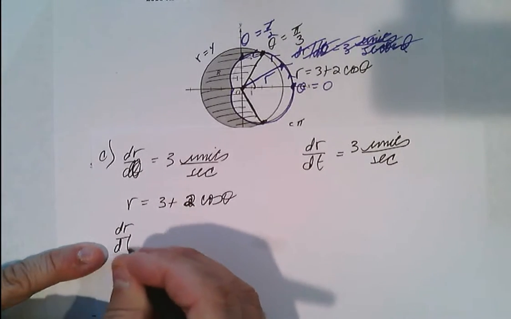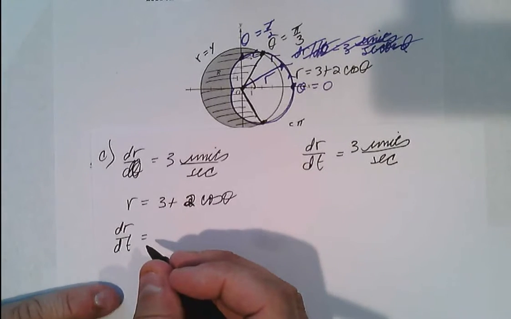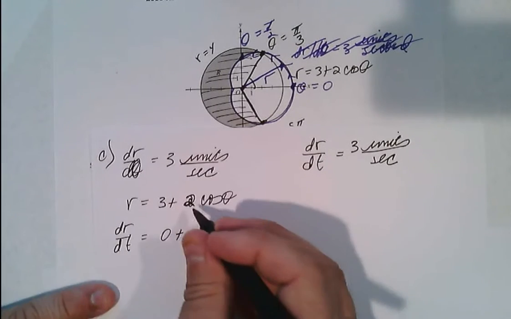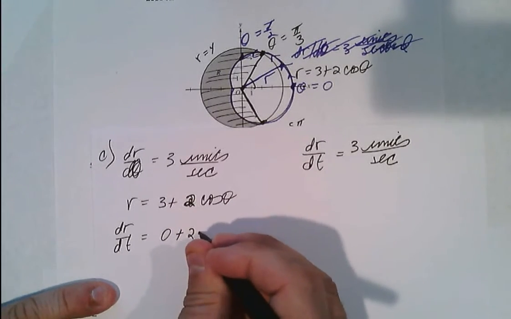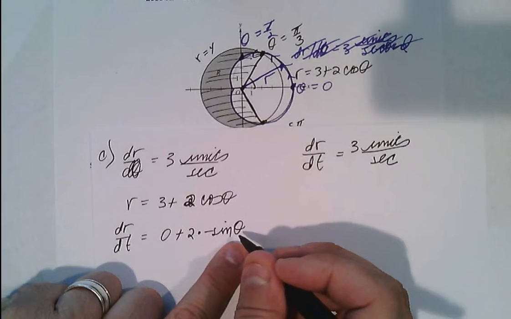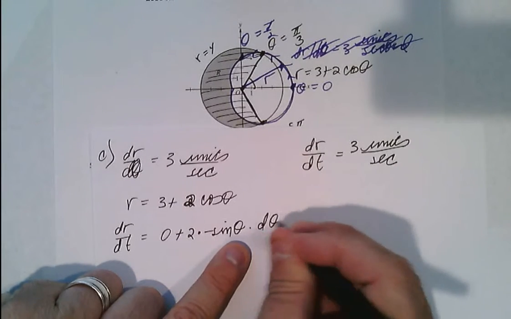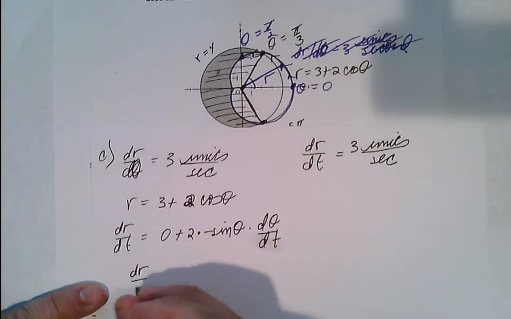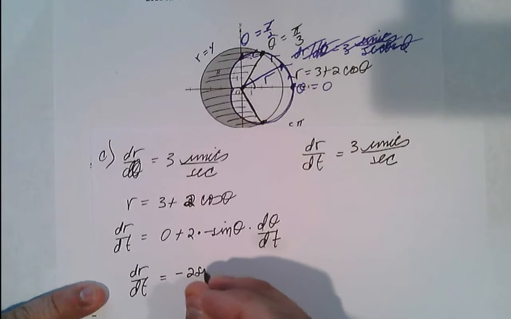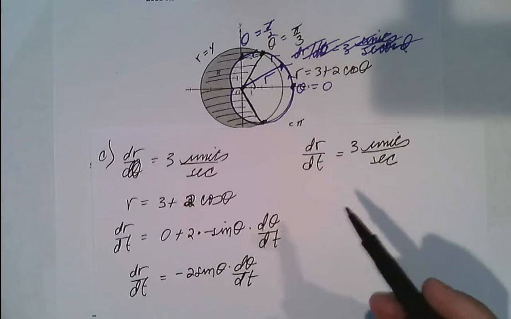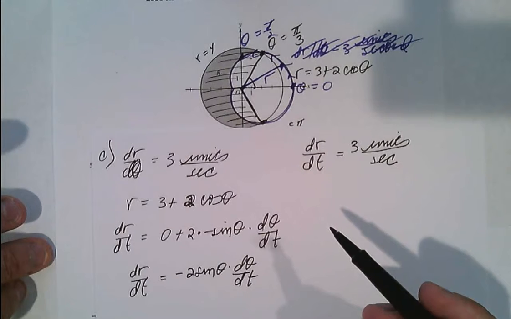So if I'm going to find dr dt, what we're going to have to do is related rates. The derivative of 3, well, that's just 0, plus the derivative of 2 times cosine theta is 2 times negative sine theta, but I'm taking the derivative with respect to time, so what I need here is d theta dt. Yep. So let me clean this up. Dr dt equals negative 2 sine theta times d theta dt. That's the relationship that I needed.